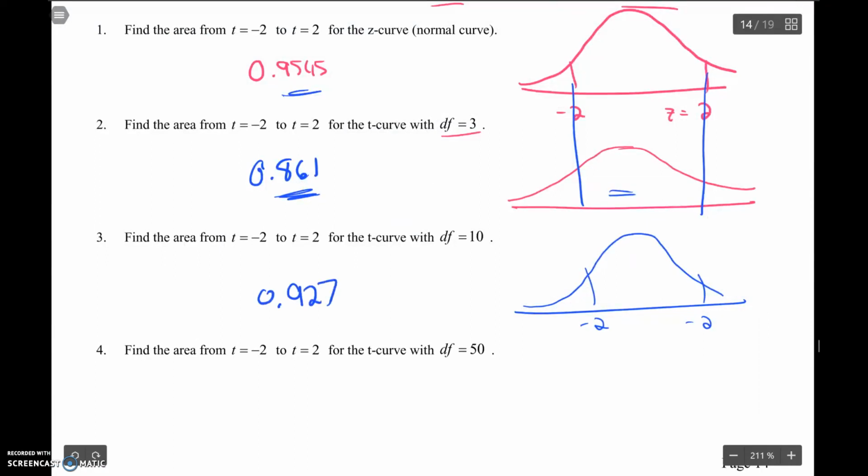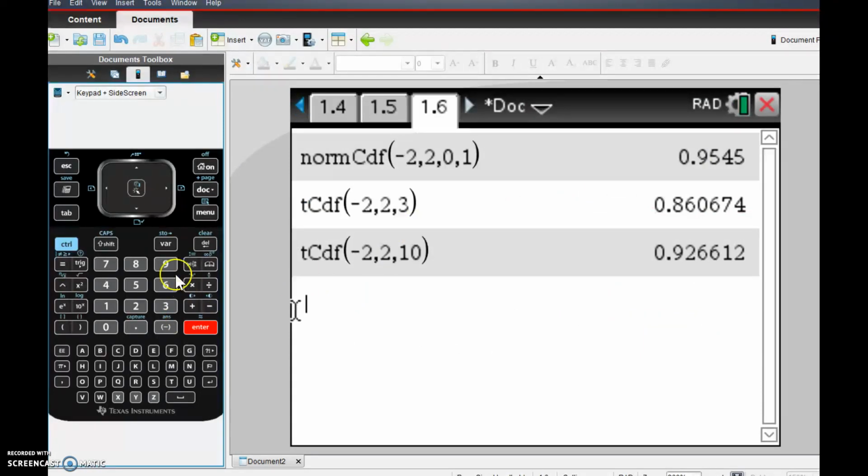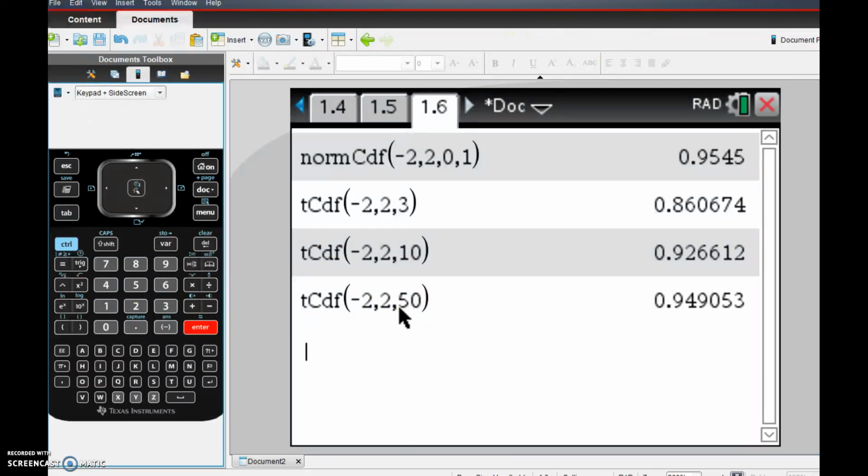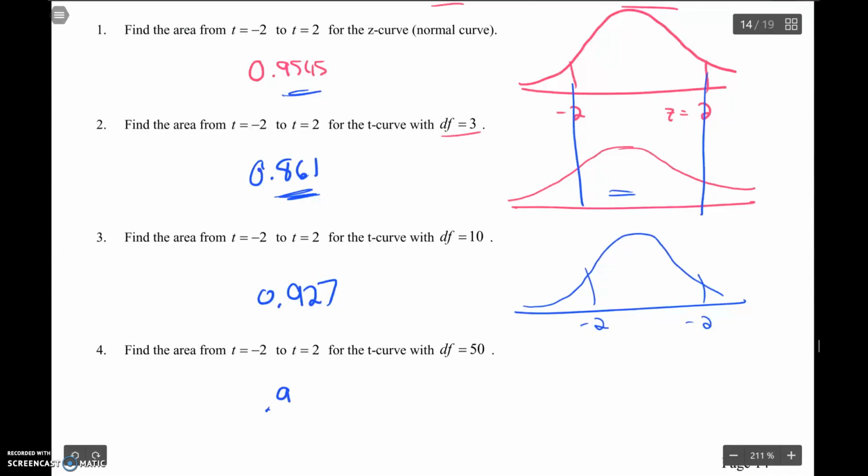Getting closer. 50 degrees of freedom. I would think that would be pretty close because you saw the curve. It's pretty close to normal at 50 degrees of freedom. 0.9491. Still a little bit of a difference, but really not very much at all. Okay.